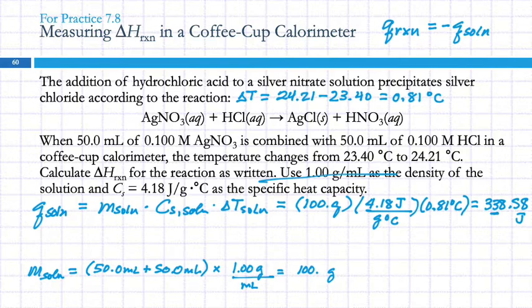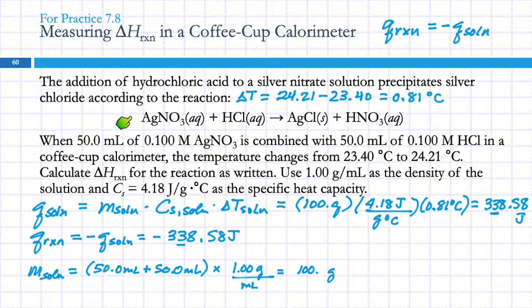But that means that the reaction was losing heat, right? So Q for the reaction is equal to -1 times Q for the solution, which is -338.58 joules. So we found Q for the reaction, but they want delta H for the reaction as written.